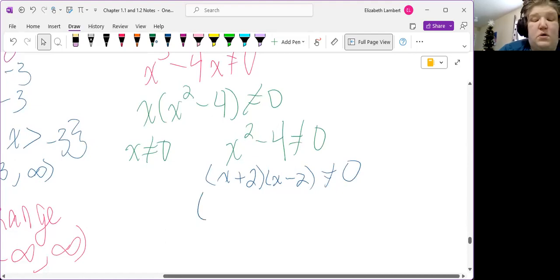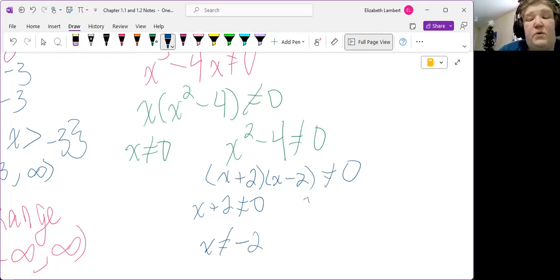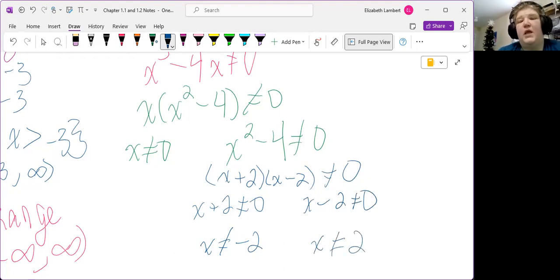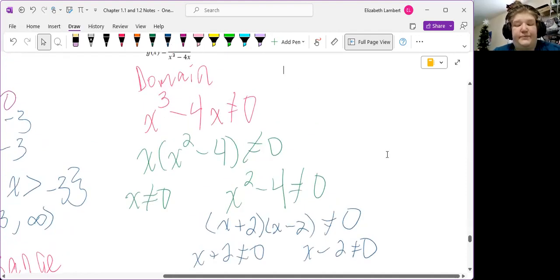So we have x plus 2 cannot be 0, which means x cannot be -2. And x minus 2 cannot be 0, so this means x cannot be +2. So the domain in words is everything except 0, -2, and 2. So let me type that.